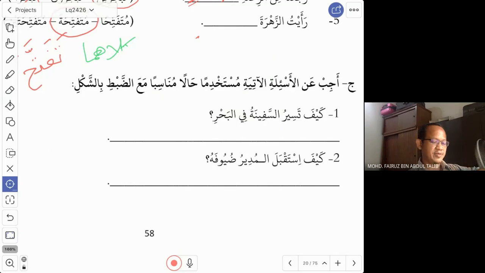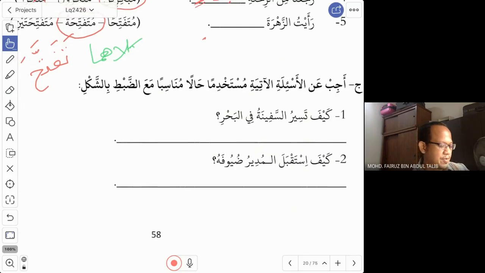So if you still remember in the lesson, if you want to ensure whether the word is hal or not, you ask kaifa, how? How was he? How so and so? Then you can use hal in your answer. So here they say kaifa tasiru safinatu fil bahri. How? Apa makna tasiru safinatu fil bahr? How was the safina? Apa makna safina?